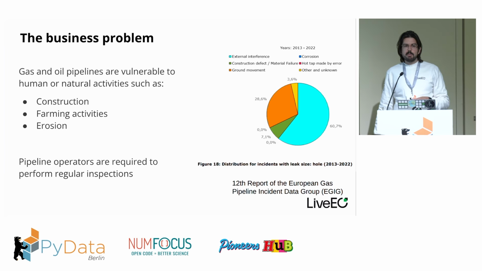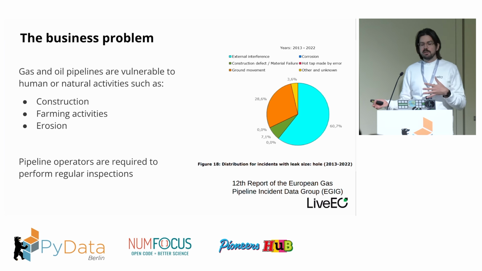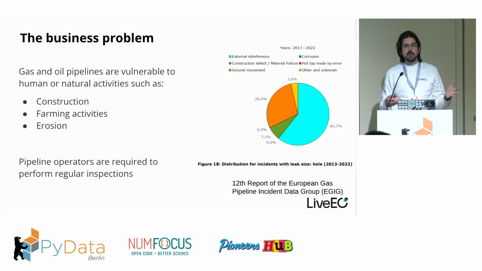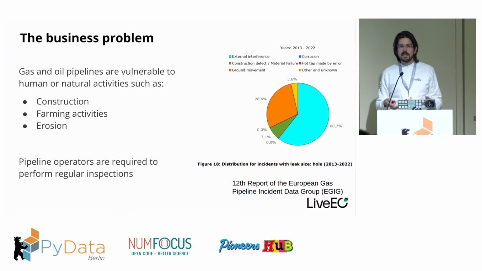So the business problem that we're trying to solve for our customers is that gas and oil pipelines are vulnerable to human or natural activities such as construction, farming activities, or erosion. These pipelines are usually buried about 1 meter to 1.5 meters underground, which means any kind of digging or driving of poles or anything can actually interfere with these pipelines.